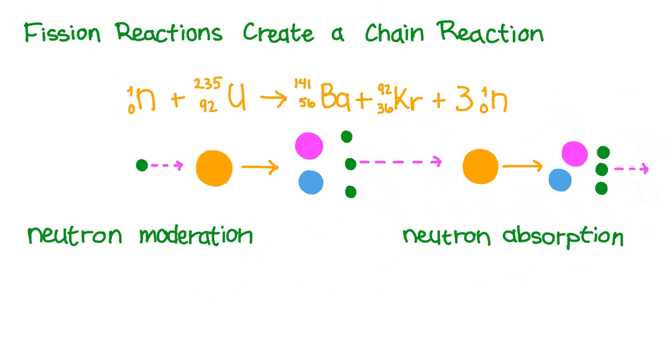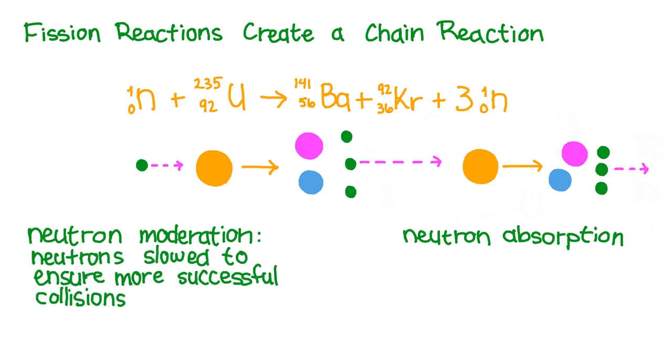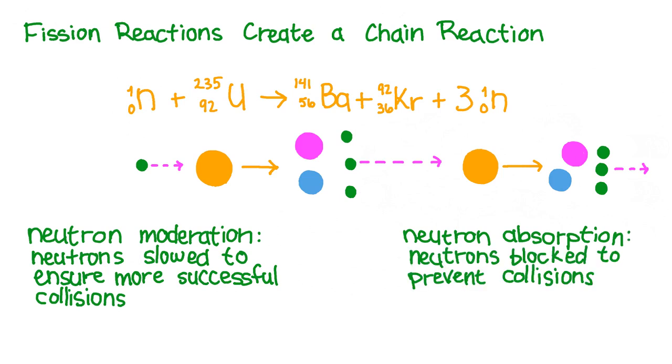We can control the chain reaction in a nuclear power plant through neutron moderation and neutron absorption. Neutron moderation slows neutrons down to ensure more successful collisions between the neutrons and atoms of uranium. Neutron absorption does the opposite. Neutrons are blocked or absorbed by some material, so it will prevent collisions between the neutrons and uranium. In other words, neutron moderation increases the number of collisions, and neutron absorption decreases the number of collisions.